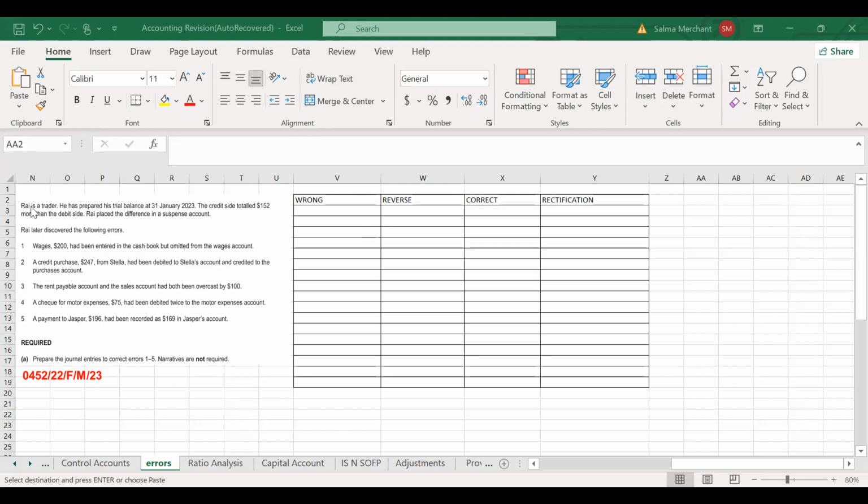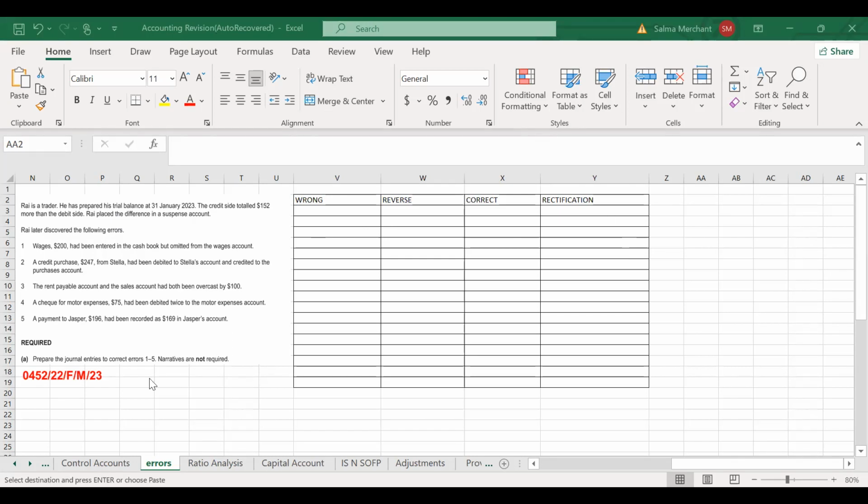Rai is a trader. He has prepared his trial balance at 31st January 2023. The credit side totaled 152 more than the debit side. Rai placed the difference in a suspense account. Rai later discovered the following. Wait, can you tell me the meaning of the first line?